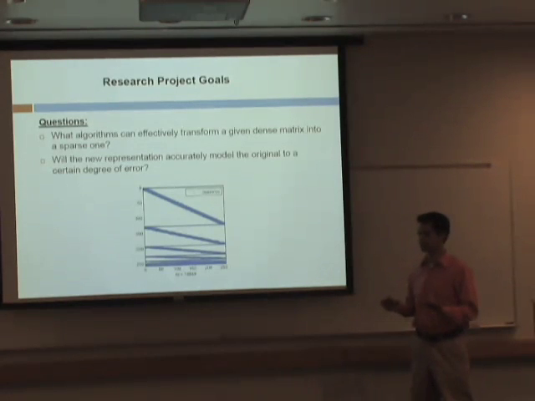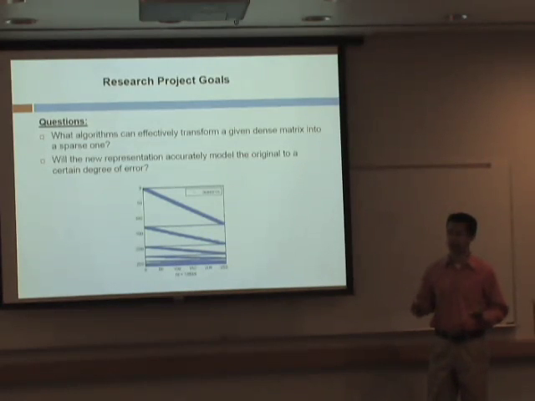First we asked some questions about, well, what algorithms actually take a dense matrix and transform it into a sparse matrix? Well, I'm working with one in particular. It's called the multi-resolution process. And once we get this sparse matrix representation, we want to know, does it accurately model the original matrix to within some degree of error? If it doesn't, then the solutions it yields will not be very beneficial to us.